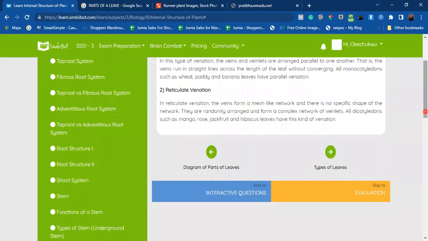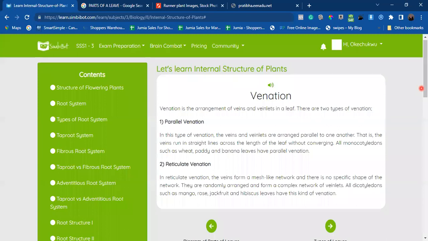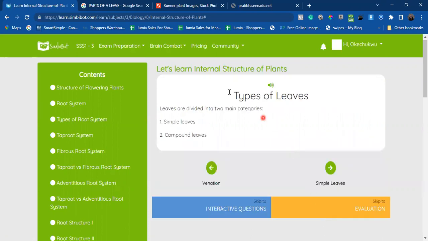Venation. Venation is simply the arrangement of veins in a leaf. How veins are arranged in a leaf is what we refer to as the venation. And there are two types of venation. We have the parallel and we have the reticulate. When you talk of parallel, you know how parallel lines are. Reticulates are like networks, just like we have mentioned. So let me show you.